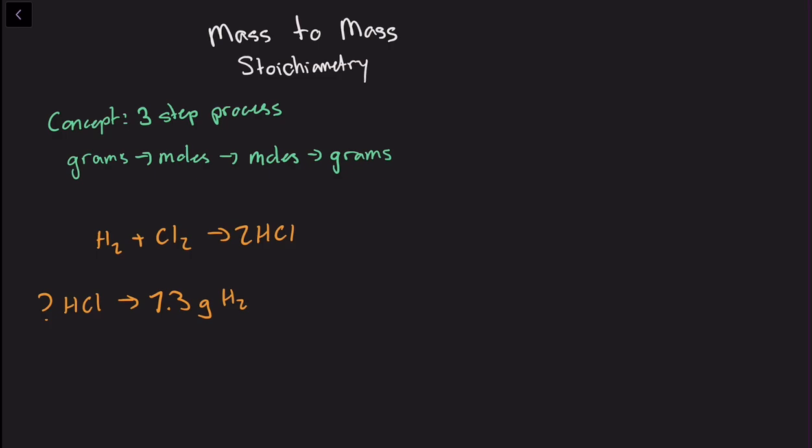So if we look at the 3-step process, the first one is to go from grams to moles. We have grams of H2, we want to get to moles of H2. So we're going to do 7.3 grams of H2 multiplied by our molar mass conversion factor. 1 mole of H2 is 2.016 grams of H2. The grams cancel out. We end up with 3.62 moles of H2.